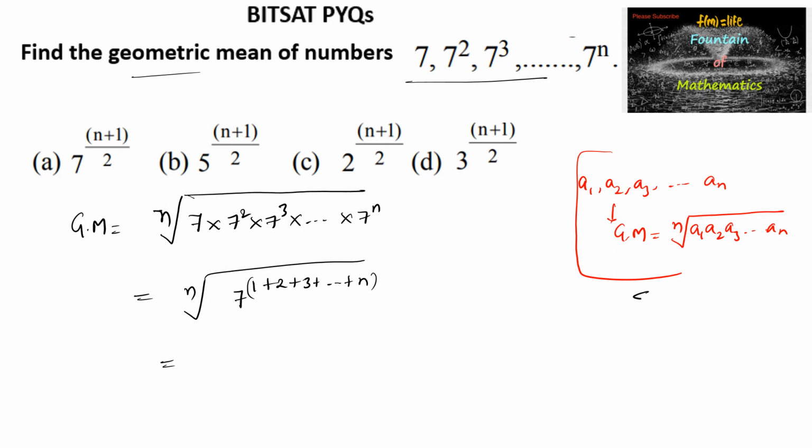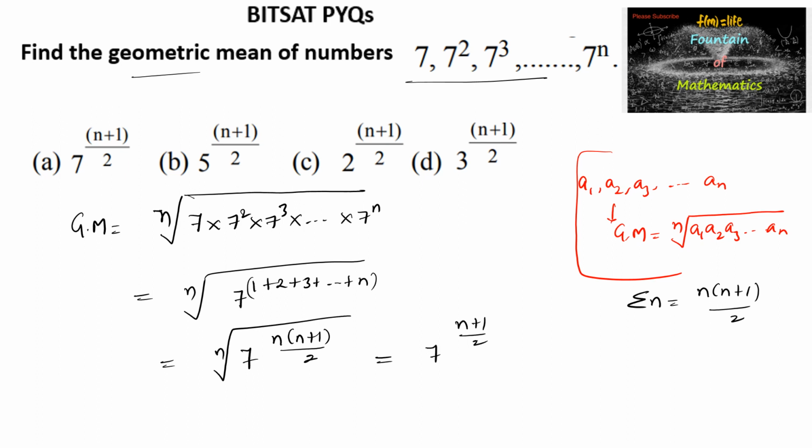We know the sum of n natural numbers, summation n, is equal to n into (n plus 1) divided by 2. So we get the nth root of 7 to the power n into (n plus 1) upon 2, which is equal to 7 to the power (n plus 1) upon 2, whole to the power 1 by n. So we can write 7 to the power (n plus 1) by 2 as the answer, which is our option A.